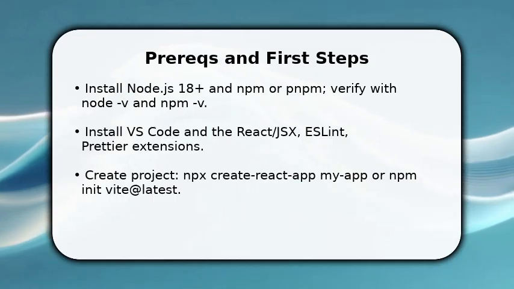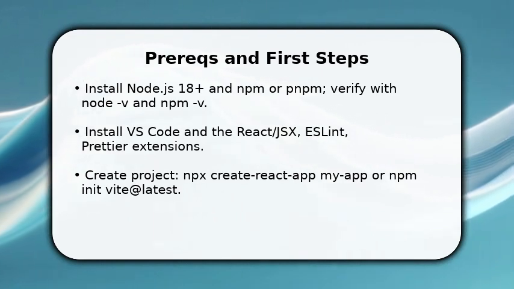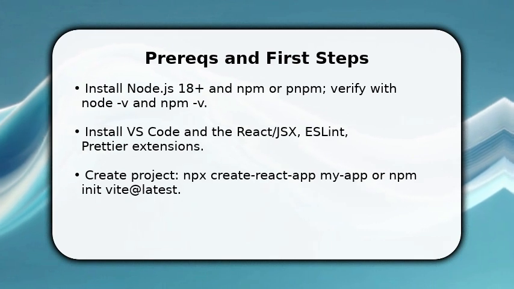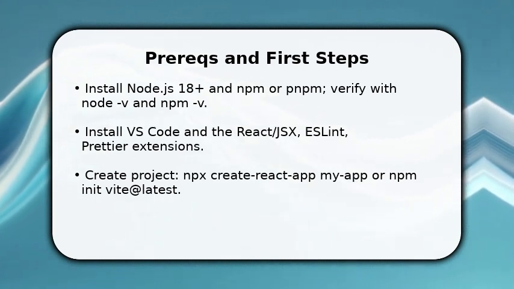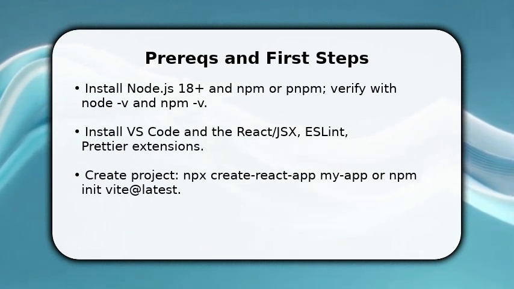You start by confirming prerequisites: Node, JS, and a package manager, then install VS Code. Once done, add key extensions like React/JSX, ESLint, and Prettier, so linting and formatting work immediately.